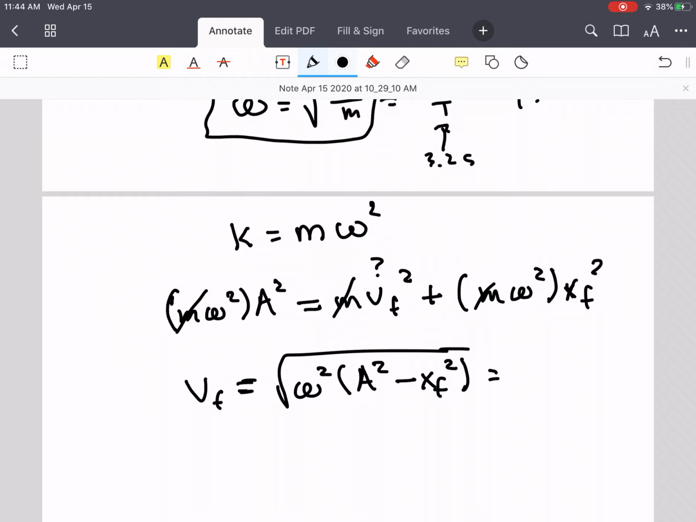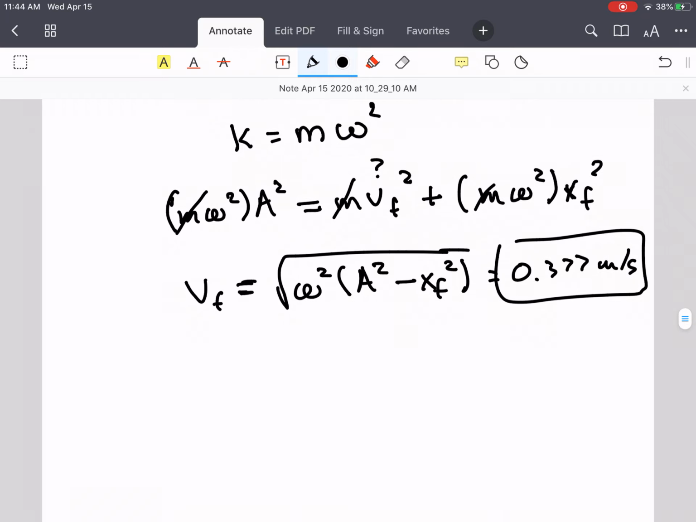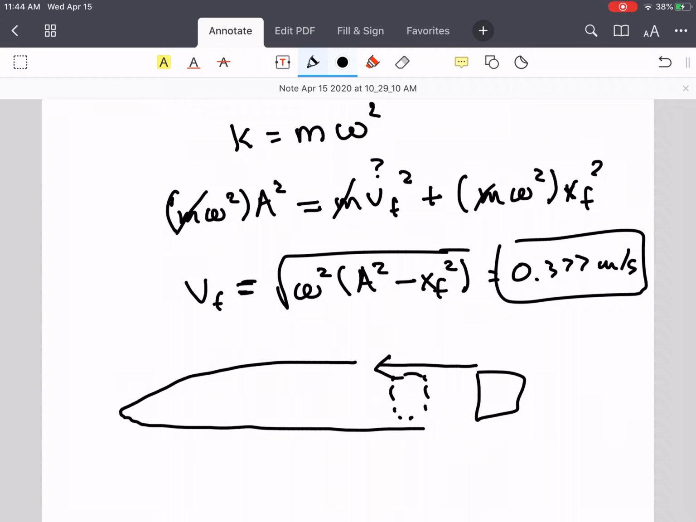This is 0.377 meters per second. So when it moves through this point, when it comes through the first time, it's moving to the left at 0.377 meters per second. You know, if this is my initial displacement, and here's the point that I'm interested in, when it comes through the first time, it's moving to the left. Then it oscillates around, and the next time it comes back to the right at 0.377 meters per second. And so on. It keeps oscillating back and forth like this.